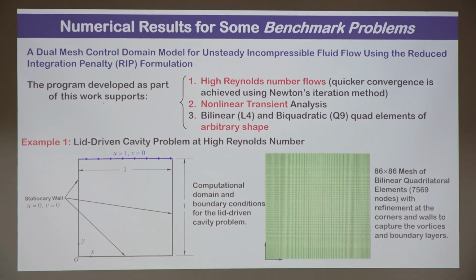And that's the benefit you have with computational methods. You can try all kinds of things realistically. The mesh shown here is very, very refined, an 86 by 86 mesh of bilinear quadrilateral elements, resulting in 7,569 nodes. And of course, it's a non-uniform mesh because the boundary layer develops along these boundaries.